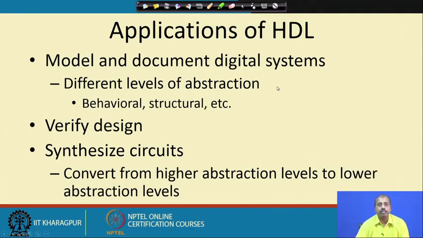So, why do we need this HDL? To model and document digital systems. Actually, the point at which it started is like this. There were a large number of designs and circuits available, but the original designers were not there. Now, how to understand? If I draw a complex circuit and I am not available to explain it, it is very difficult to understand the motivation, how it is designed, how to preserve this design, how to keep a note of the design content. So, that is the modeling and documentation of the digital system.